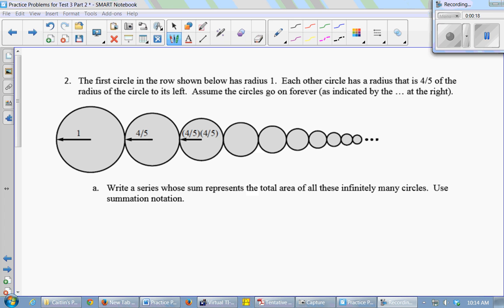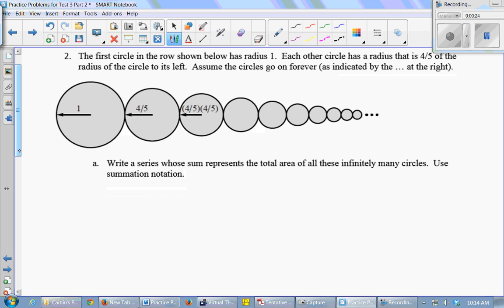I want to write a series whose sum represents the total area of all these circles. So we're supposed to use summation notation, but I always like to start by just writing it out. So the area of this first circle is pi times 1 squared, or just pi. And then the area of this second circle is pi times 4/5 squared, or 16/25 pi.